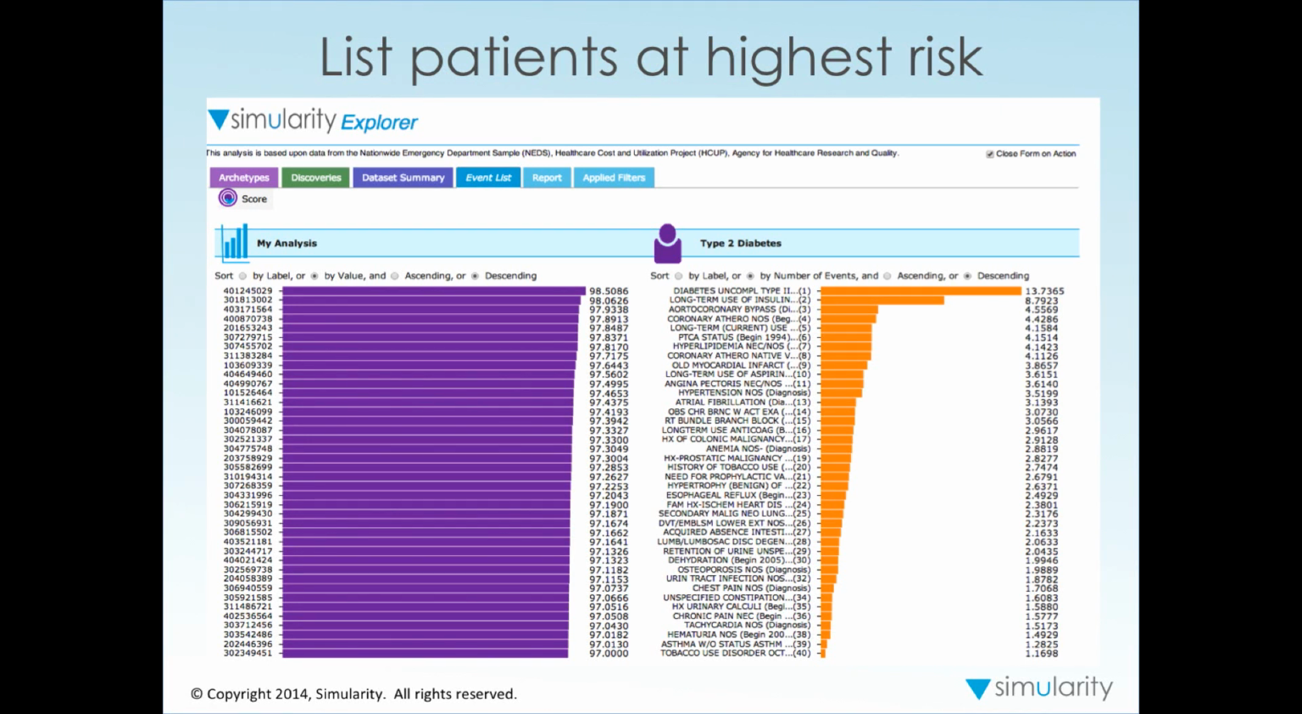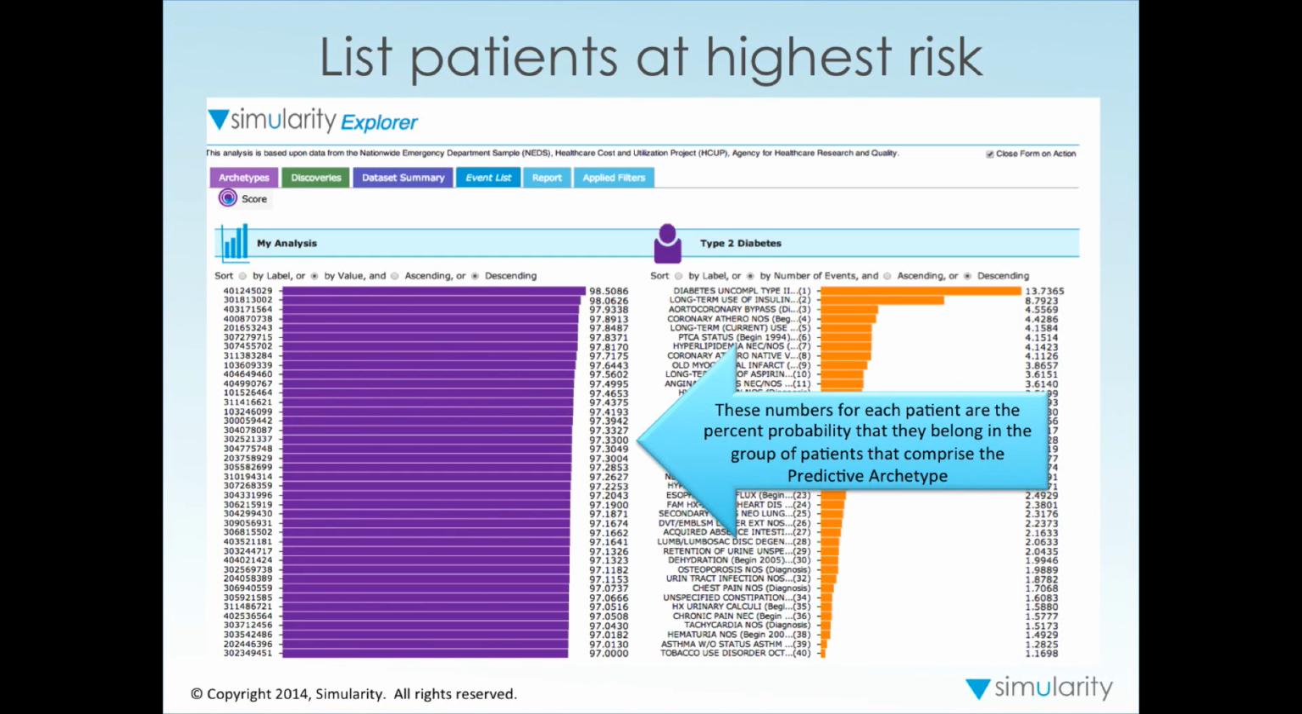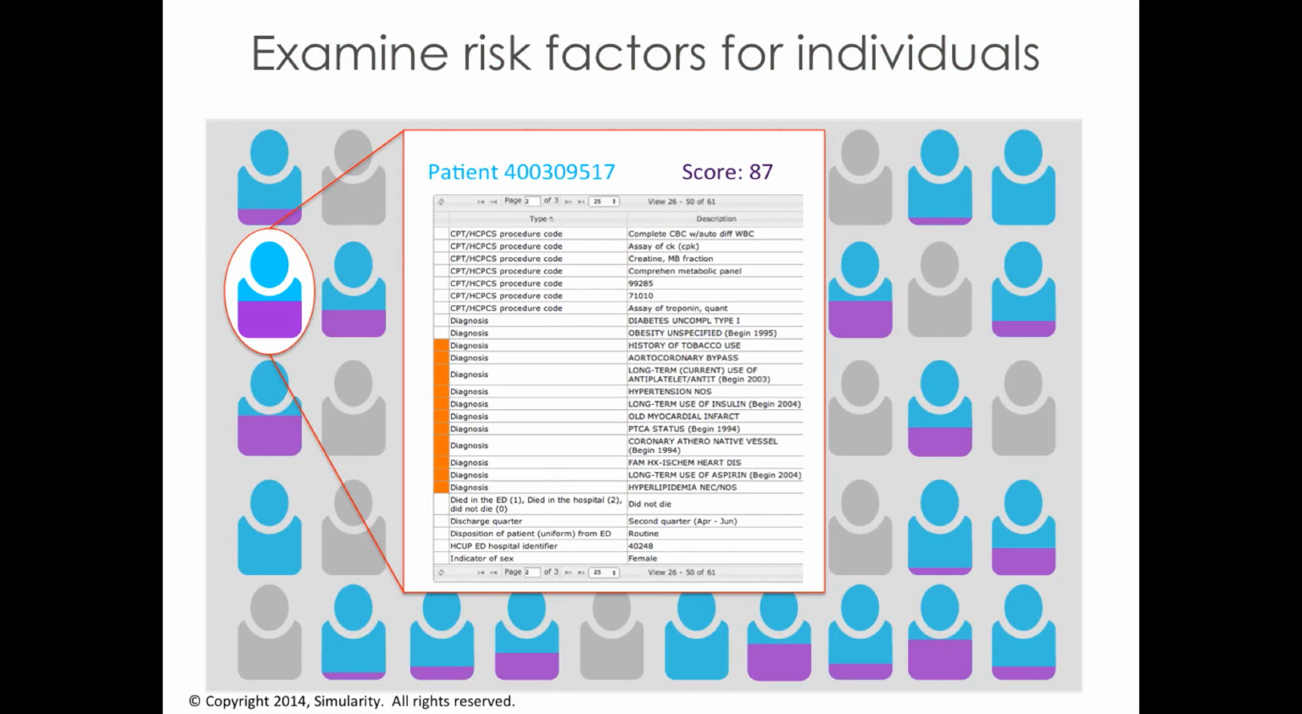And here's an example of the patients that we have that are at highest risk for type 2 diabetes but have not yet been diagnosed with it. And these numbers here are the probability that these patients should belong in the group of patients that comprise the predictive archetype. In this case, it's type 2 diabetes. And then for each patient, we can examine their individual risk factors. So this is a view of the record that we get in the NEDS data. And you can see that the risk factors for this patient are highlighted that match the predictive archetype for type 2 diabetes.